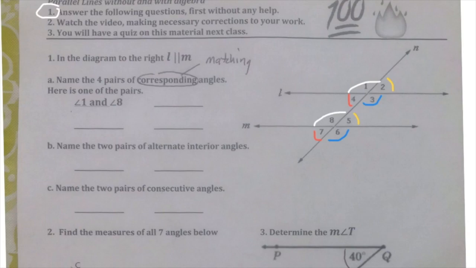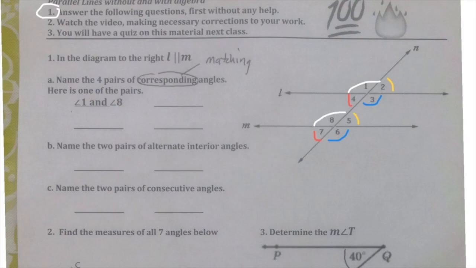So you can see that in the picture over here I've actually color-coded the corresponding angles. 1 and 8 are in the matching position. That's what corresponding means. And then the other corresponding angles would be 2 and 5, the yellow ones, 4 and 7, the red ones, and 3 and 6, the blue.